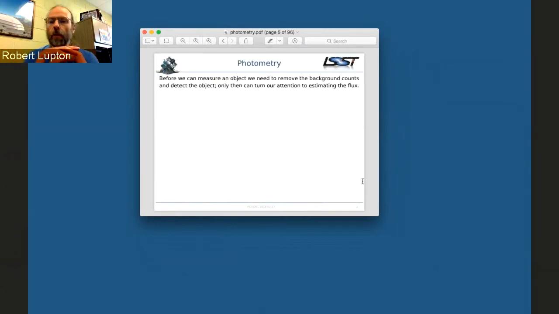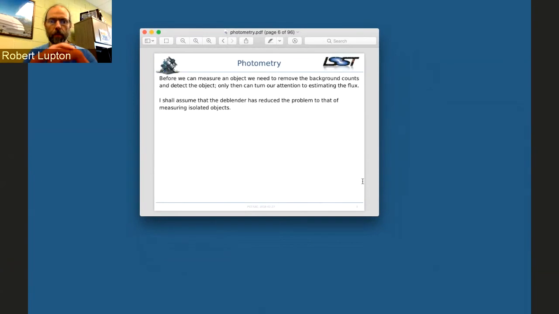Okay, photometry. What we want to know is how many counts there are in the object. I'm not going to talk about magnitudes here. In fact, LSST is, I think, going to use nanojansky as a linear flux unit. But if I say magnitude, think flux, and don't worry about the logarithms and the 2.5 over log e and things like that.